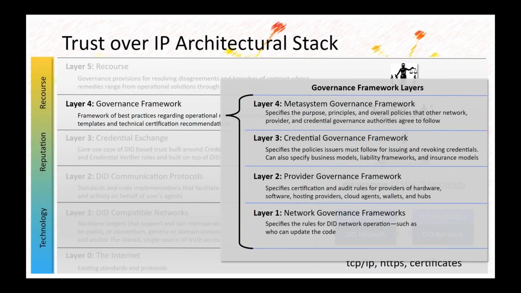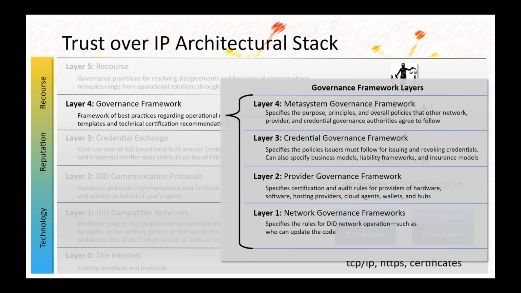So down at layer 1, where we're talking about compatible DID networks, there's a governance framework that specifies things like who can update the code and how these networks interoperate. Going up to the next layer, around the DID communication protocols, we have this concept of a provider governance framework. You can think of this as certifications and audit rules that would apply to providers of hardware and software, cloud agents, wallets, hosting providers, all the bits and pieces that make up the data communication protocol. You want to make sure that you're dealing with reputable organizations that have the proper levels of certification, that have proper levels of auditability, and so on.